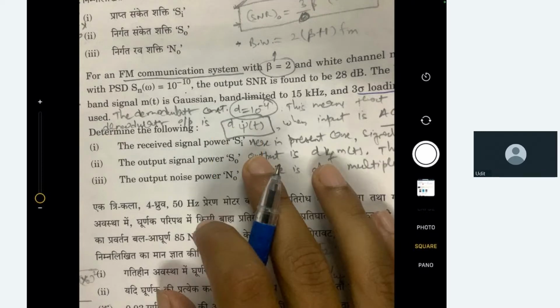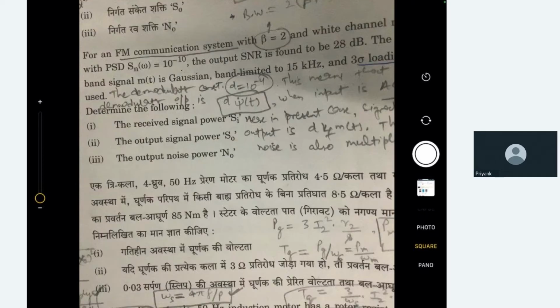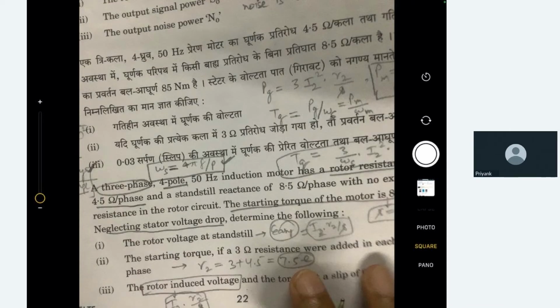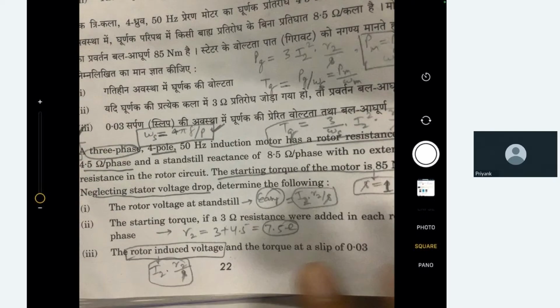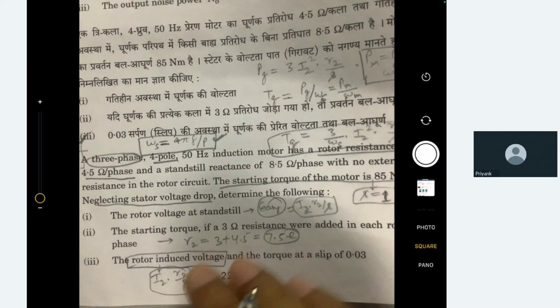Yes. So question number 8B is easy. They have asked about the 3-phase induction motor. Shall I read it and do it or not? The 3-phase induction motor question.